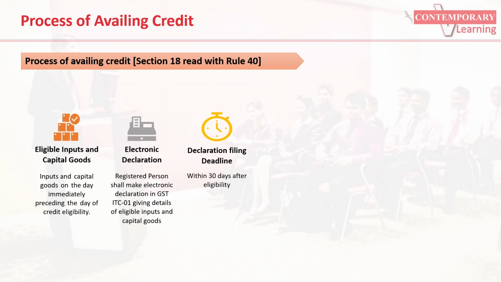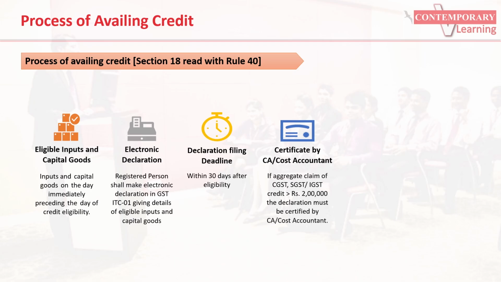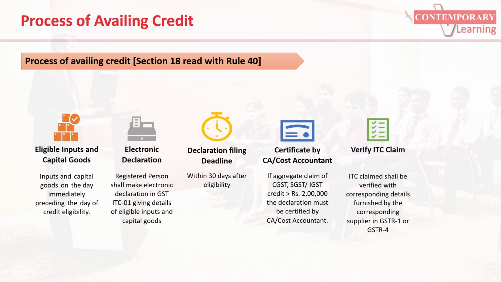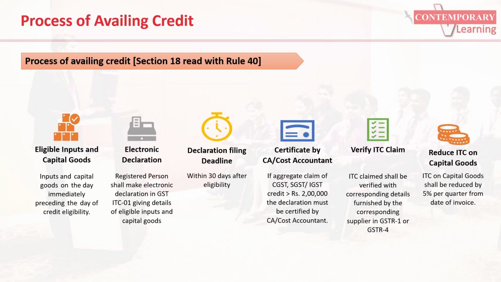If your aggregate claim of CGST, SGST or IGST credit exceeds rupees 2 lakh, the declaration must be certified by a practicing chartered accountant or cost accountant. The ITC claimed will be verified against the corresponding details furnished by your suppliers in their GSTR1 or GSTR4 returns. For capital goods, the ITC must be reduced by 5% for each quarter that has elapsed from the date of the original invoice. This accounts for the depreciation in value over time.